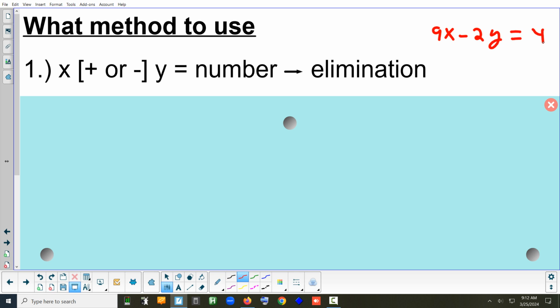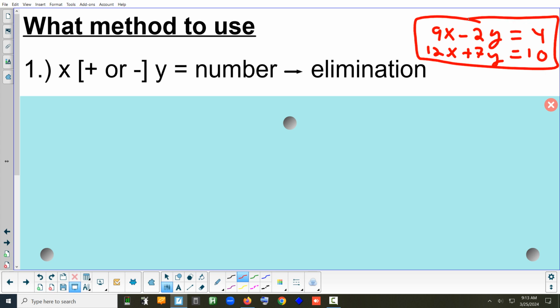And can somebody give me another equation in that format, but different numbers? 12x plus 7y equals 10. Yep. So if you had a system that looked like this, elimination would probably be the way we want to do it, so we can get one of the letters to cancel.